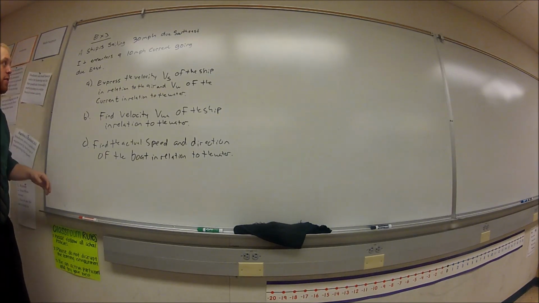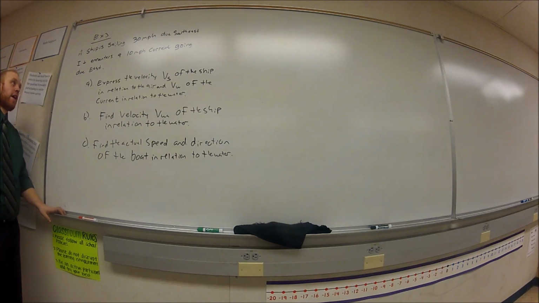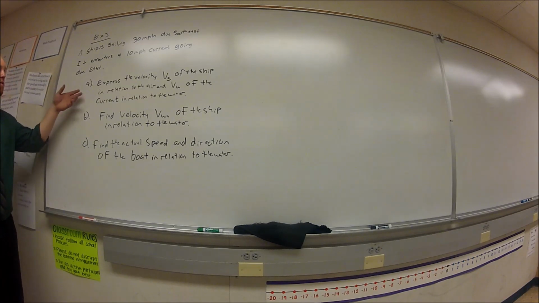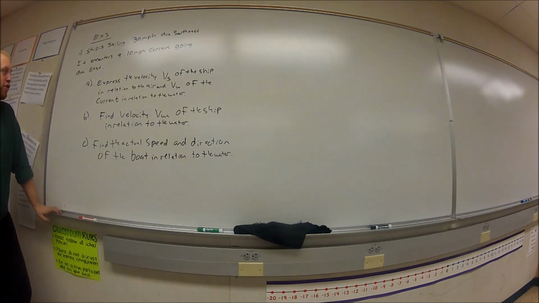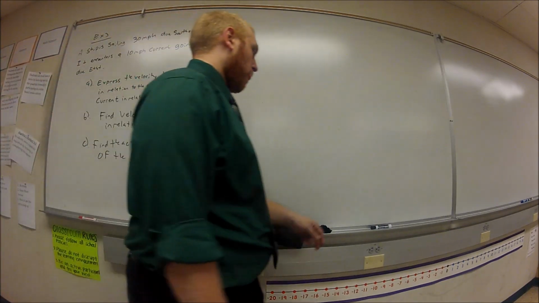The ship is sailing 30 miles per hour due southeast, and encounters a 10 mile per hour current going due east. Well, we're going to express the velocity v sub s of the ship in relation to the air, and v sub w of the current in relation to the water. Well, let's start by drawing this thing out real quick.